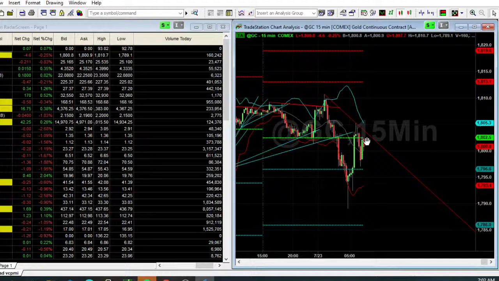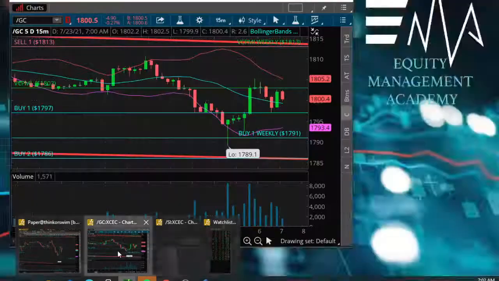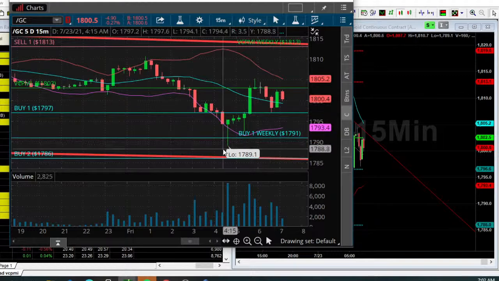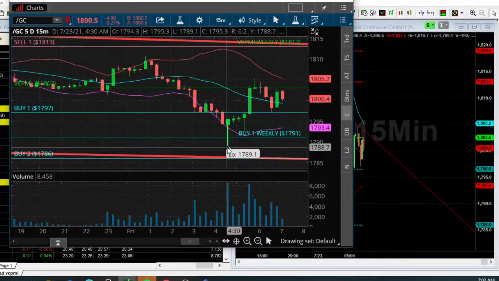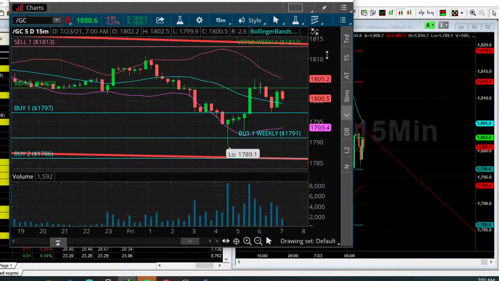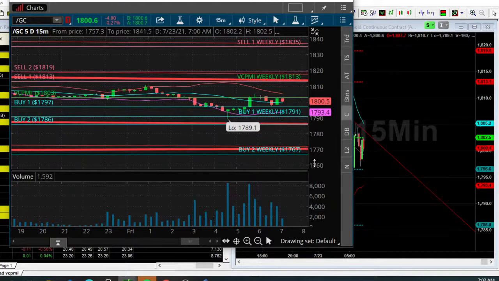So what we have seen in terms of the gold market is that it has established a trading range, which is now 1789, and the upper end of that range is about 1735.